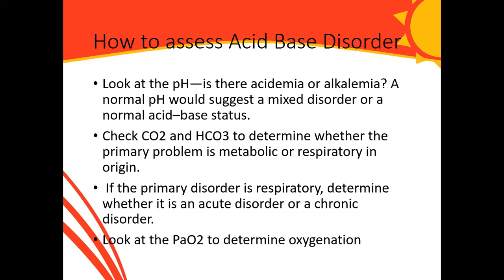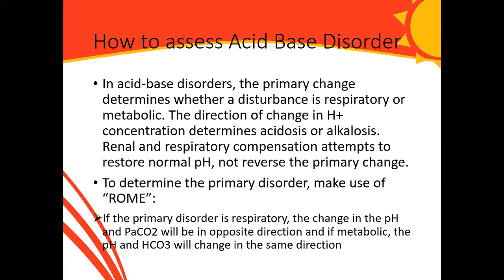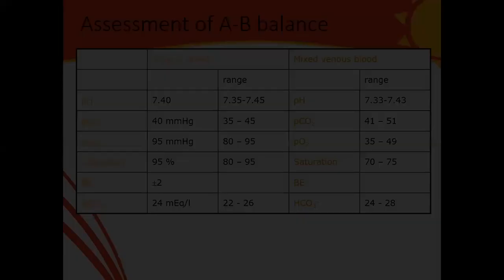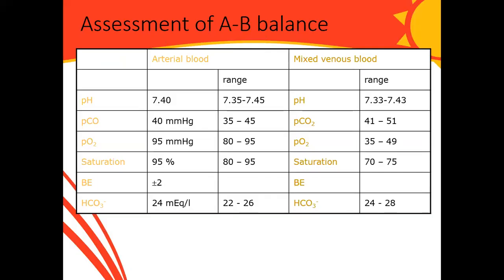All right, and don't forget, in interpreting your acid-base balance, we use absolute values. I wrote it here, so you have it in your slide. We don't use the range. So in our assessment of your acid-base balance, the pH is 7.4, PCO2 is 40, PaO2 is 95, base excess is plus or minus 2, and your bicarbonate is 24.